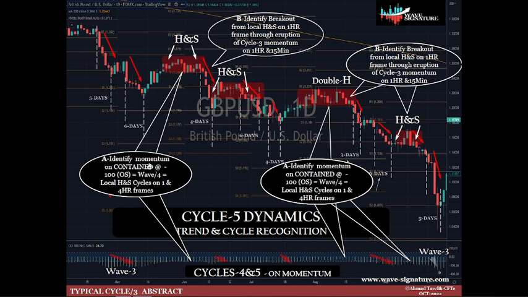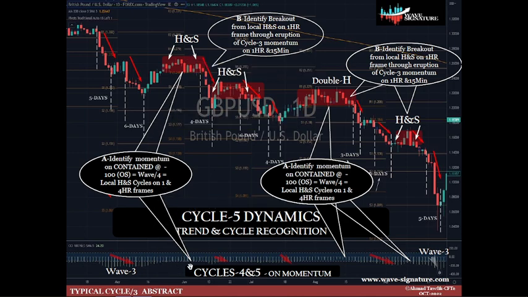The first is to identify momentum contained at overbought levels. At this point, momentum contained above minus 100, at overbought levels, would mean that this is a wave 4. If you're seeing momentum contained in a bear trend above minus 100 overbought levels, you should be seeing a local head and shoulder cycle on the 1 and 4 hour time frames. So let's take a look at this in more detail.